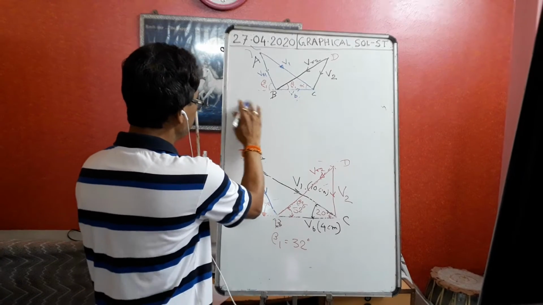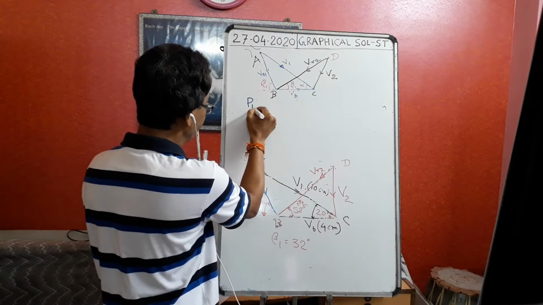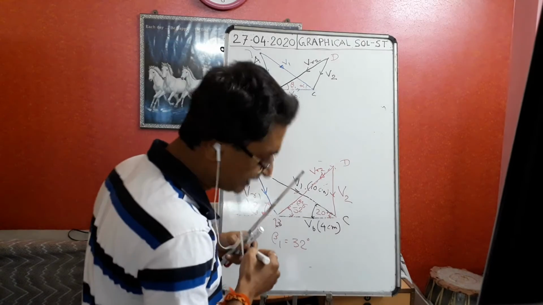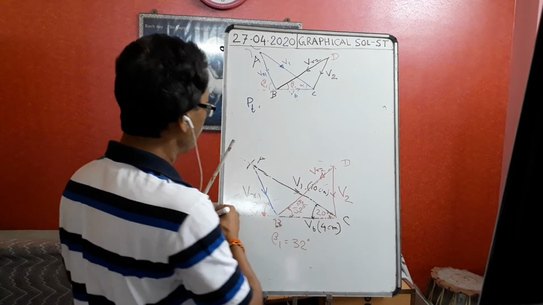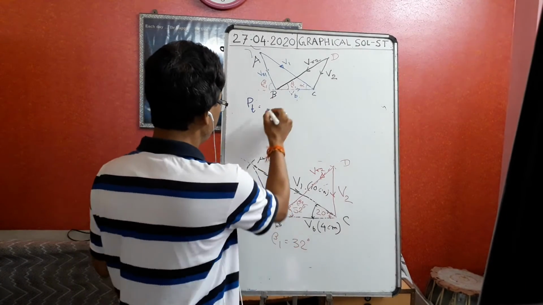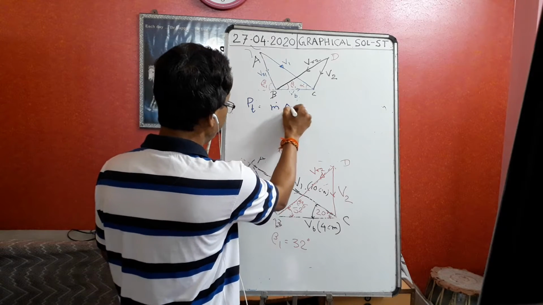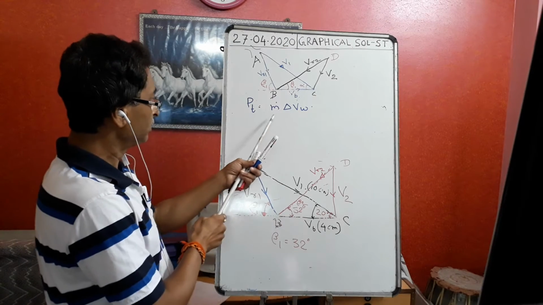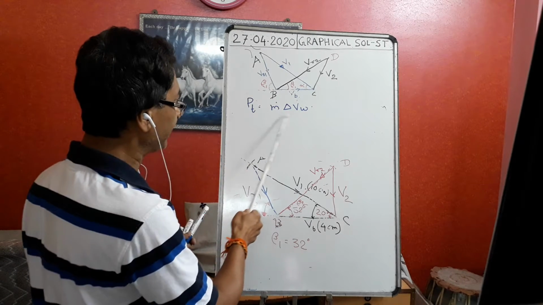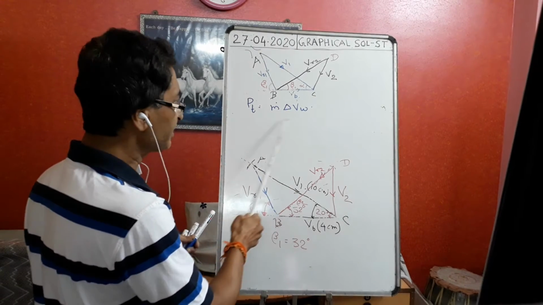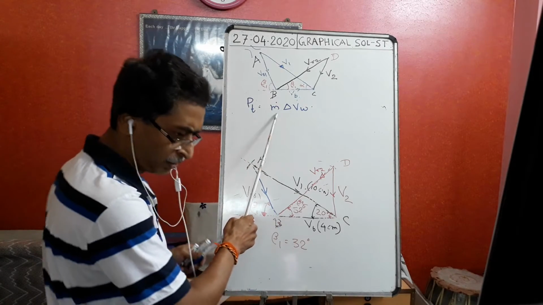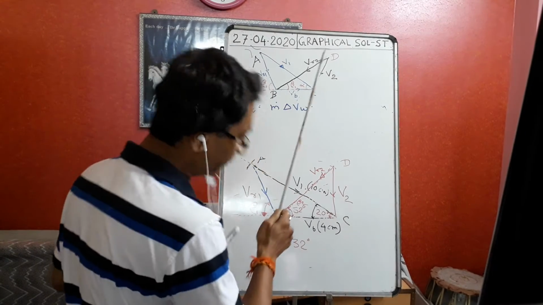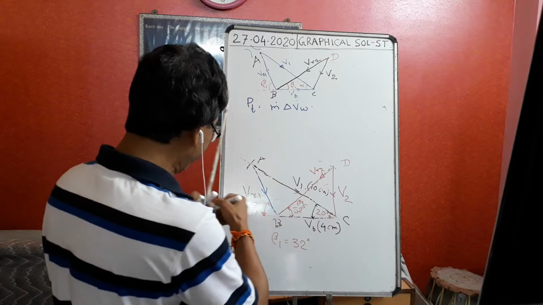What are the different things I have to find out? I have to find out the tangential force, PT. I know the tangential force is m dot into del VW, as per Newton's law. That is nothing but ma, mass into acceleration. But what is the del VW?